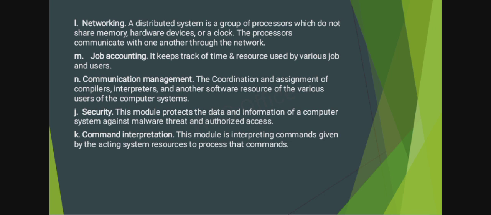Next is job accounting. It keeps track of time and resources used by various jobs and users. Next is communication management. The coordination and assignment of compilers, interpreters, and other software resources to the various users of the computer system. Next is security. This module protects the data and information of a computer system against malware threats and unauthorized access. For the last is command interpretation. This module interprets commands given by the user to the system resources to process those commands.